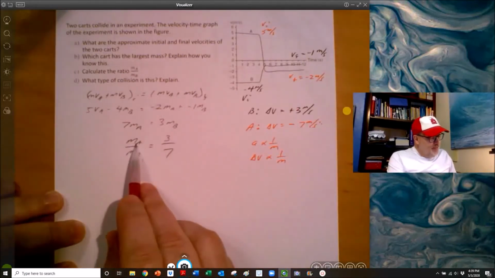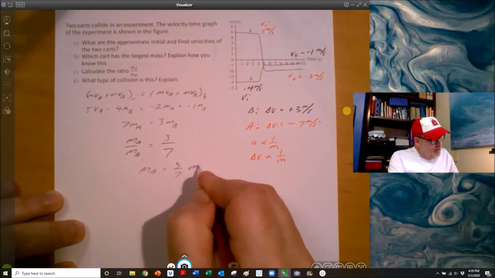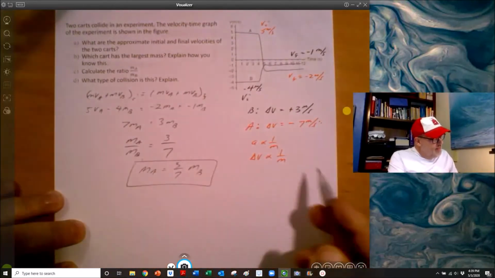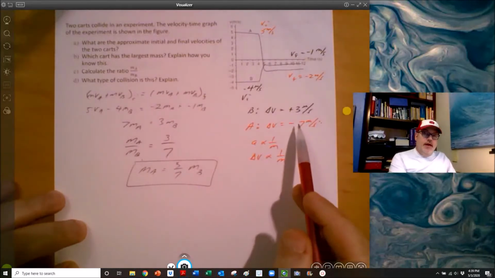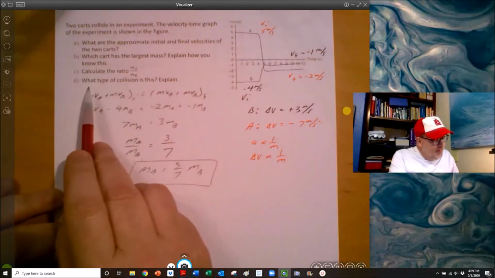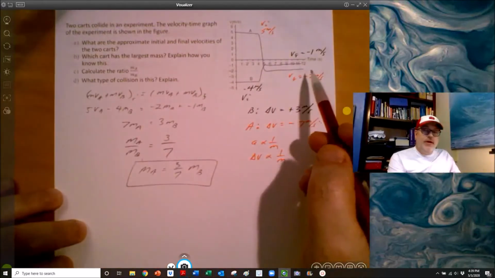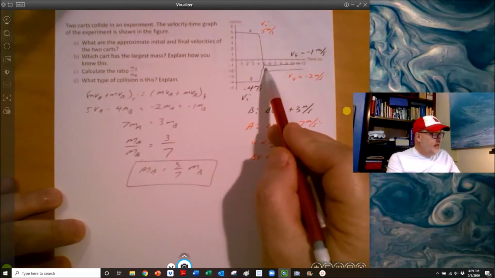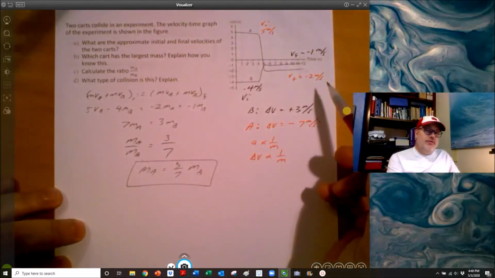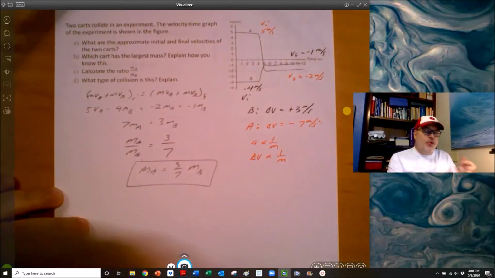So that means that mass A would be 3/7 of mass B, which lines up with what we said over here, that mass A must have a smaller mass. And the last thing is, which type of collision is this? Well, we know it's not perfectly inelastic because they don't stick together. They'd have the same velocity afterwards. They don't. We know this can't be an explosion because they didn't start together and then explode apart.